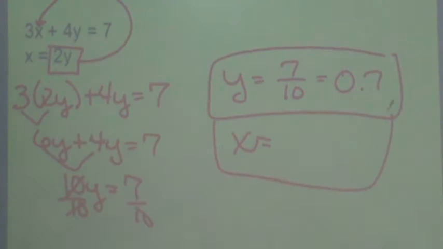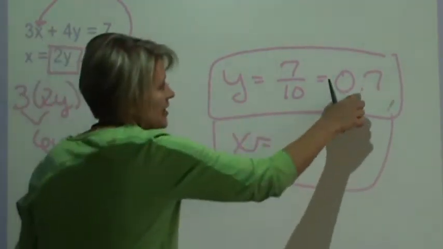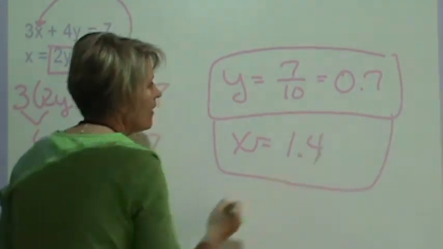Then we got to figure out x. Well, 2 times y is going to get me x, so if I double 0.7, I get 1.4.